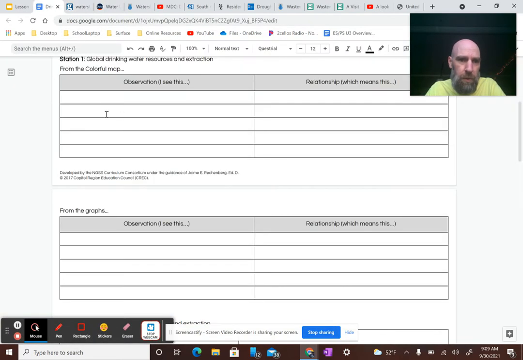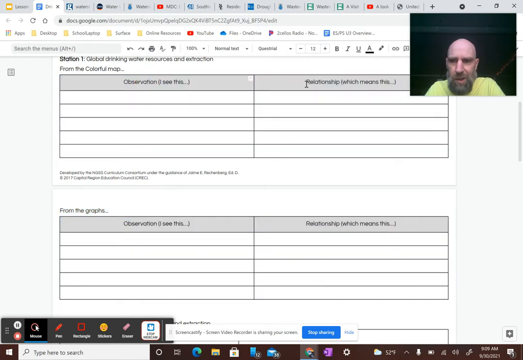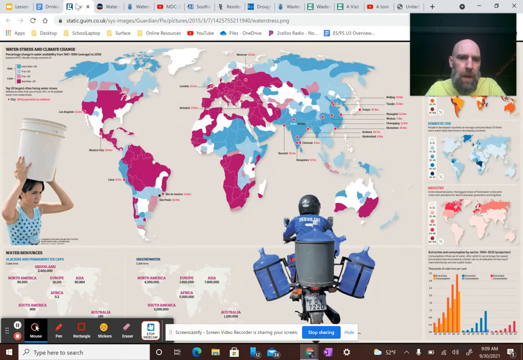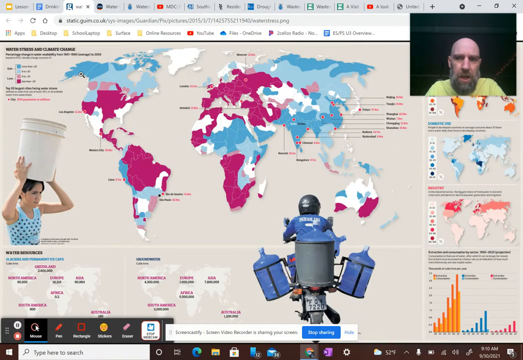What I'm looking for you to do, for this part here on the first page and also down here on the second page, is make an observation and a relationship. So we'll show you the first one here. If I'm looking up here, this blue means those areas have gained water in the last few years, and the red means that those areas have lost water in the last few years. If the areas are white down here, like Mexico, that just means they haven't gained or lost. All right. If I'm looking here, Alaska's observation: Alaska's blue, it has gained water. Relationship: glaciers are melting, so that's probably how they're gaining water.